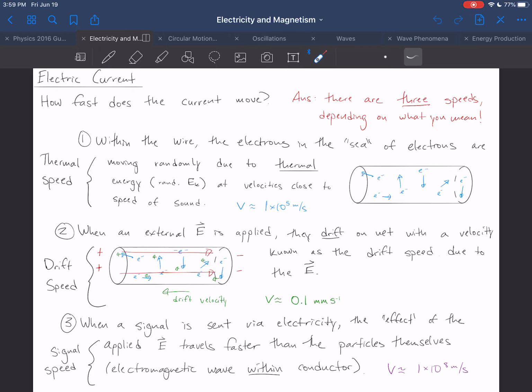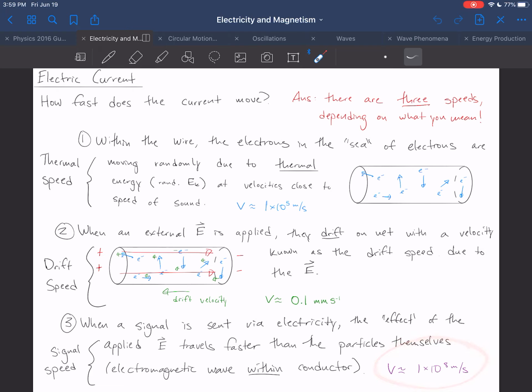That's known as the signal speed, and it's about the speed of light. Strictly speaking, it's slower than that, but it's not much slower. It's in the same ballpark. And it travels about the same speed as an electromagnetic wave within the conductor itself.